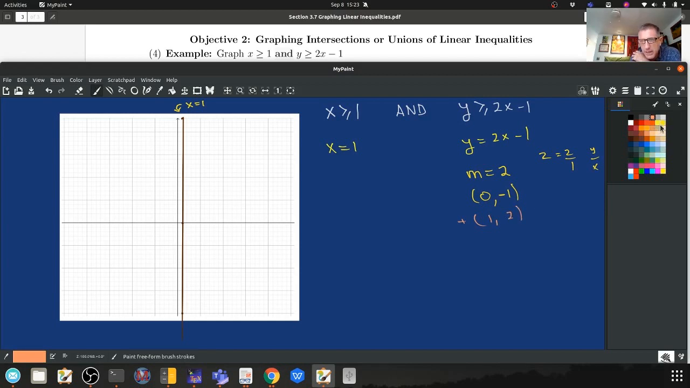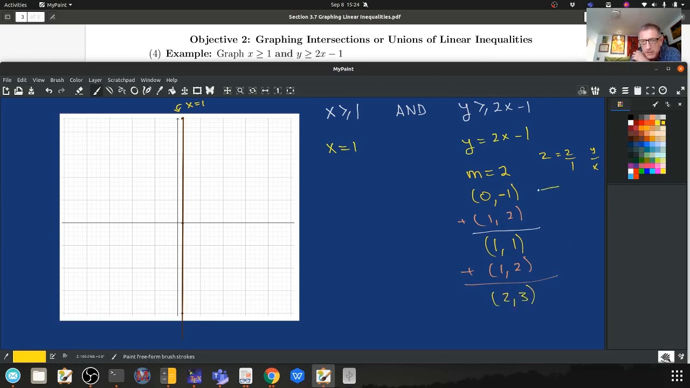So I can get a different point by adding those two together. 0 plus 1 is 1. 2 minus 1 is 1. So that's one point. I'm going to add the adder point again. I kind of like to get them a little bit farther away. And the third point is (2, 3).